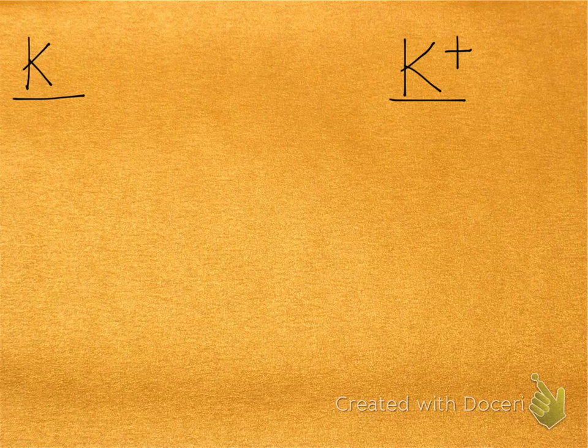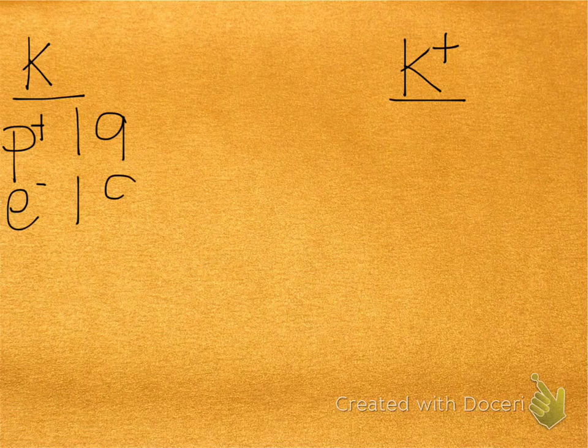All right. So what we're going to do here, I'm going to do an example for you, and then I'll give you a chance to do some on your own. If there is nothing up here, see how there's nothing here? That means that it is neutral. If there is something in your superscript, that is your charge. So what we're going to do here, we're going to look at a potassium neutral atom and a potassium ion. So my potassium neutral, my protons, I'm going to have, take a look at your periodic table, 19, which means that I'm going to have 19 electrons. So this is neutral.